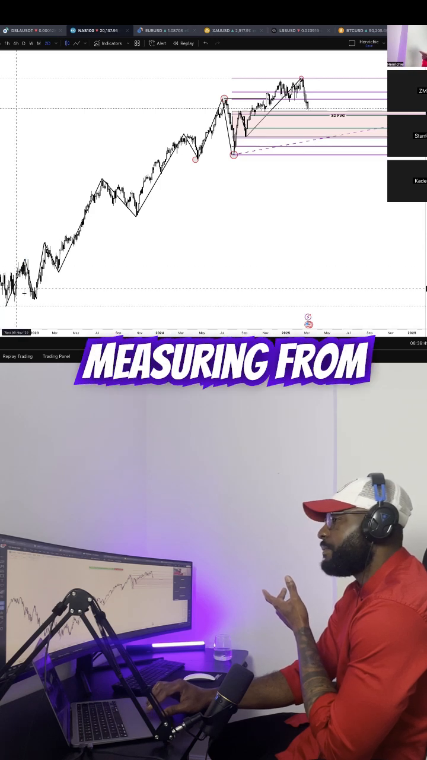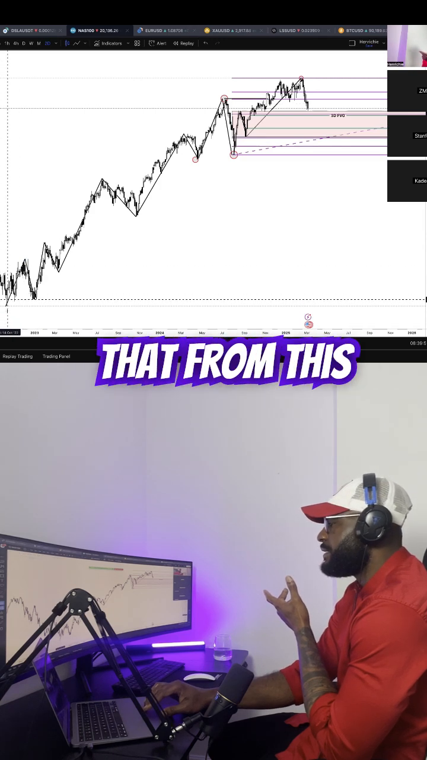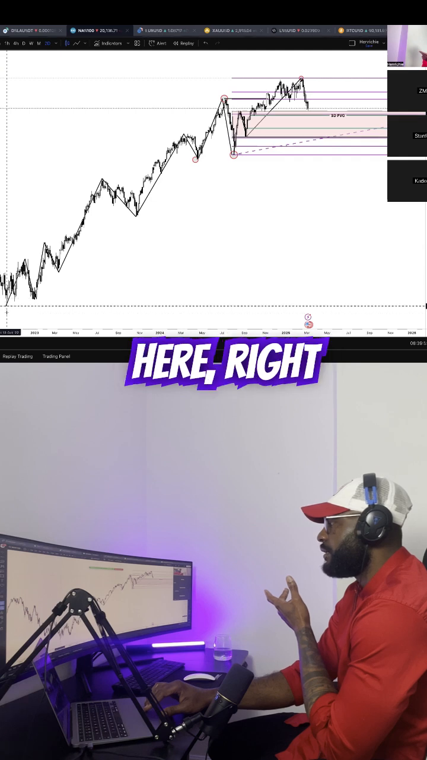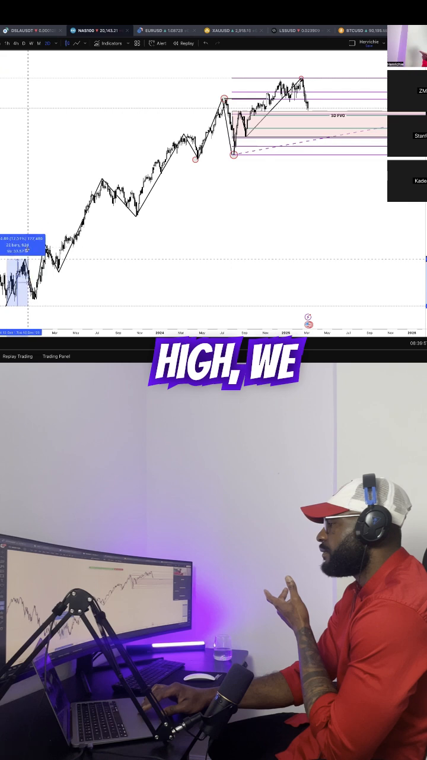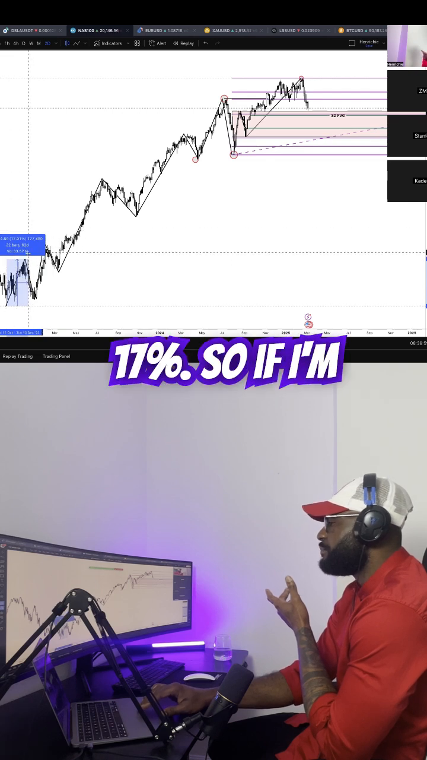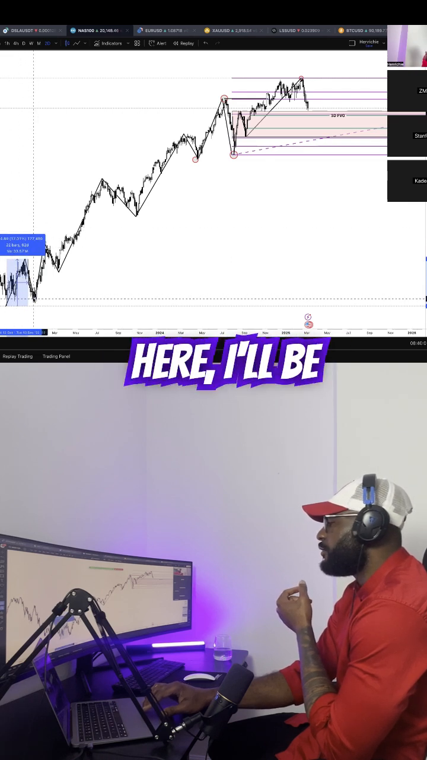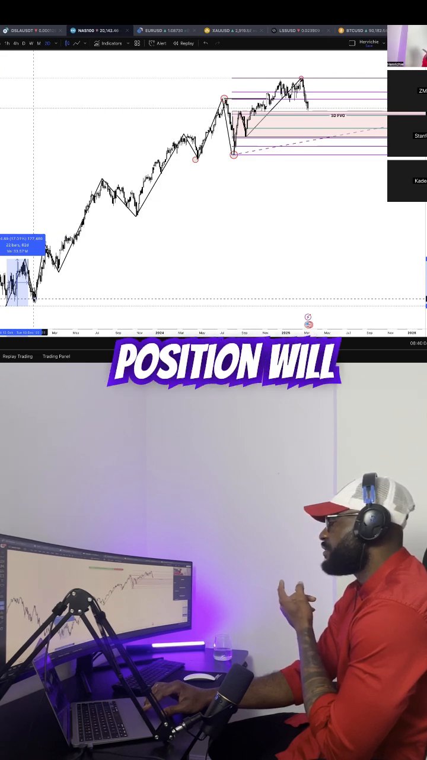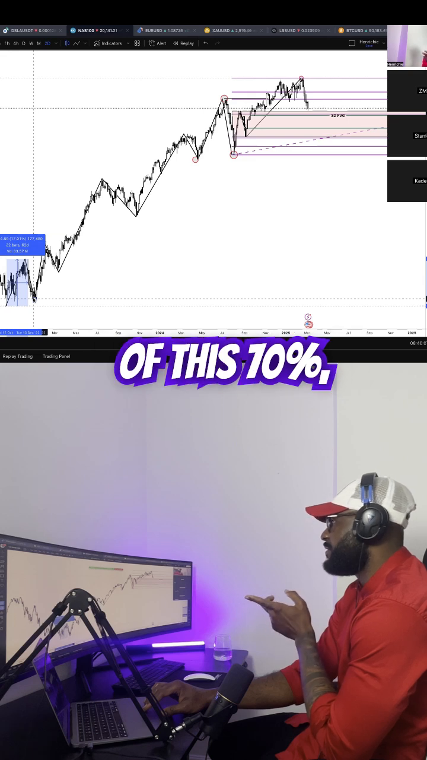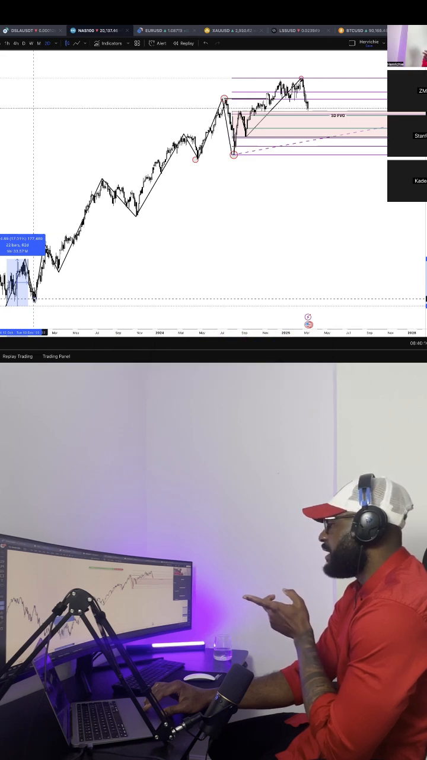And if you start measuring from this overall low, you can basically see that from this overall low here, right here to this high, we delivered 17%. So if I'm looking for a buy under here, I'll be targeting my take profit. My first take profit position will be around 50% of this 17%, which is 8.5.